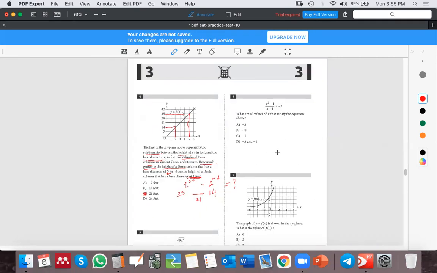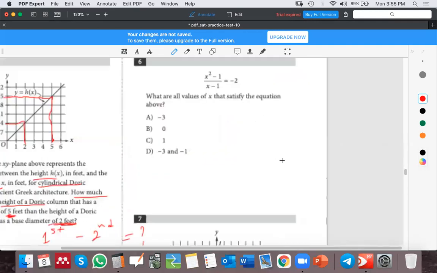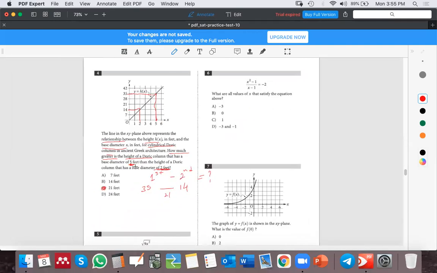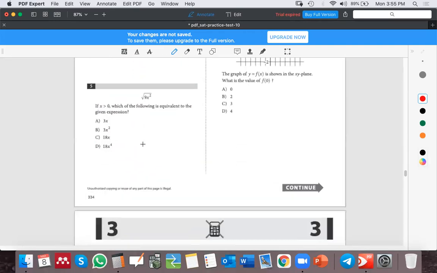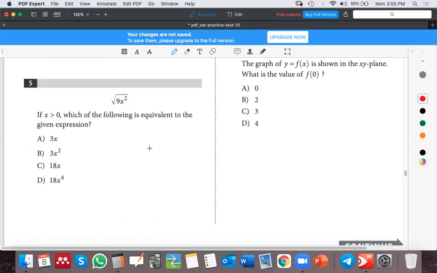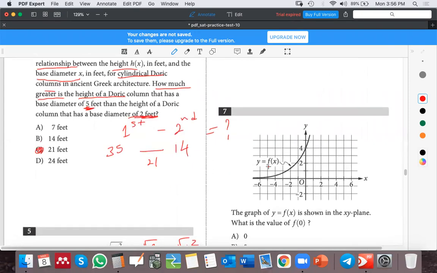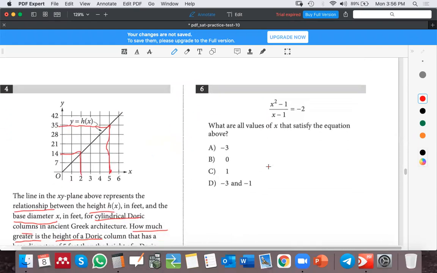Is this okay? You may ask me if not clear. I can explain one more time. Is this okay? Okay. Now, question number 5. Oh my God. So this is now 3 times the absolute value of x. But x is greater than 0. That means this is 3x. So the answer is A. I didn't read the question. Directly it comes out.